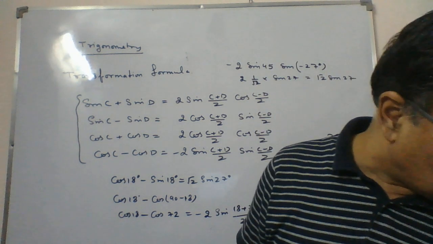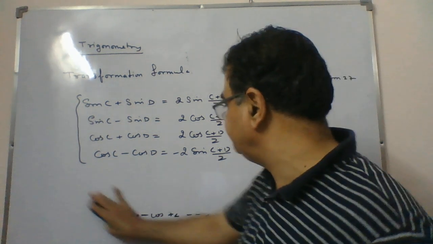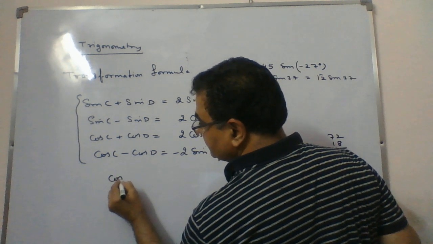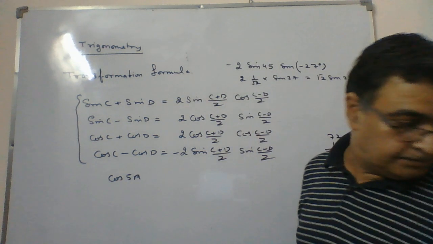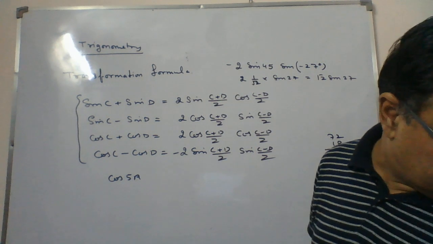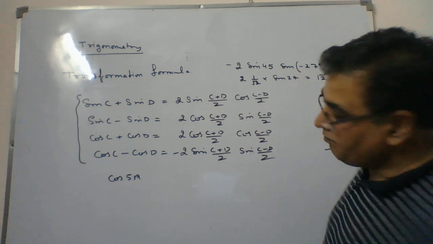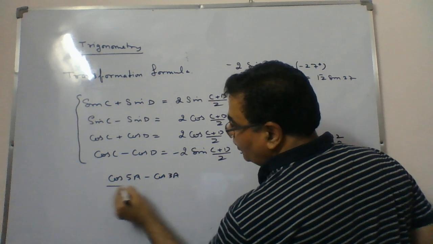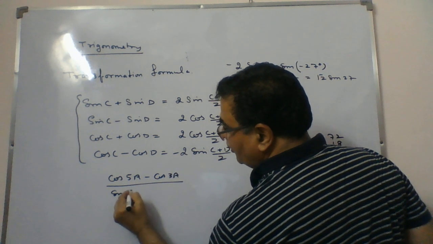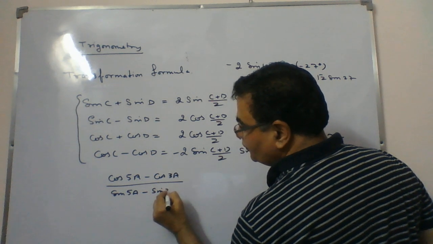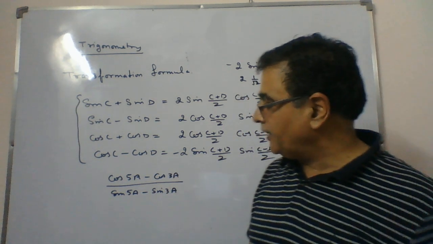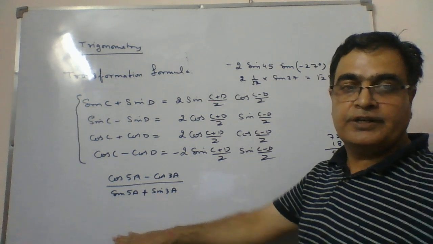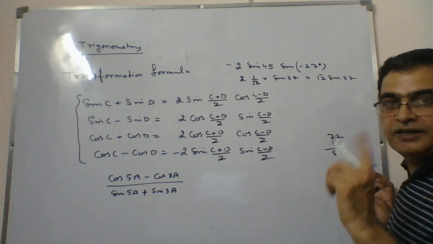So this way you can do one question. One more question we'll take. The question says: cos 5a minus cos 3a, whole divided by sine 5a minus sine 3a. Now you have to simplify this. Simplify means we want a single term.